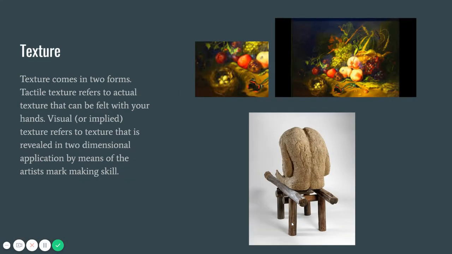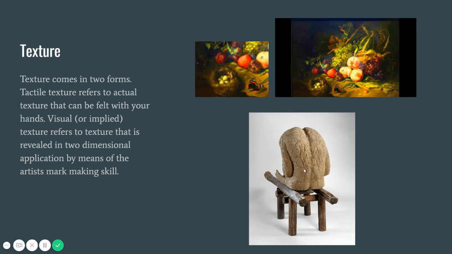Texture. Texture comes in two forms when talking about artwork. Tactile texture is very straightforward. It refers to the actual texture that can be felt with your hands. So you touch it and you can feel it, okay? Not just see it. And so this is an example down here. We know that if we were to touch this sculpture, we would be able to feel this kind of stone, grainy type of texture on this person's back.